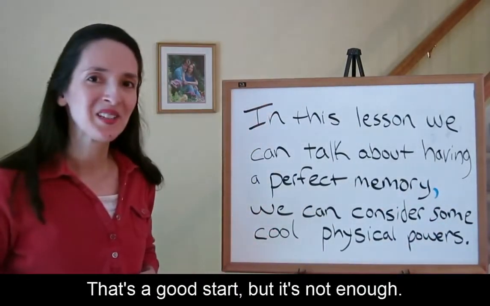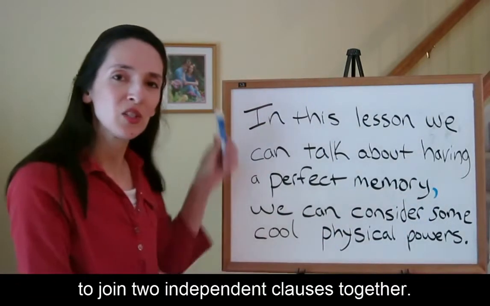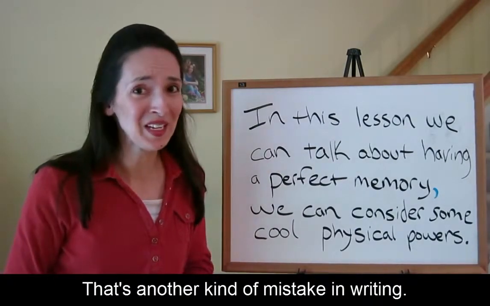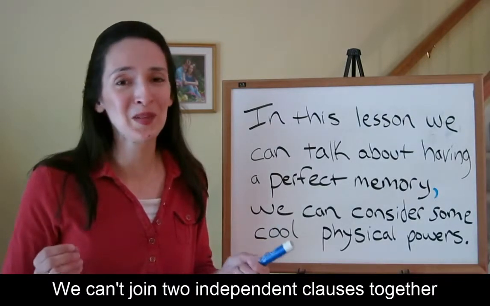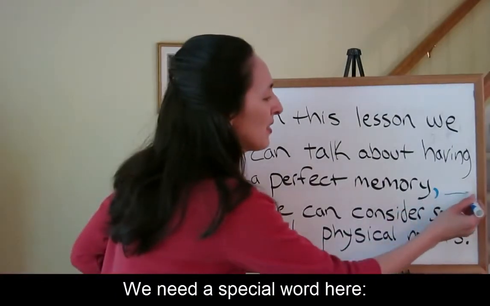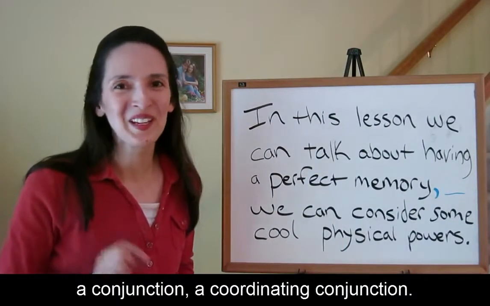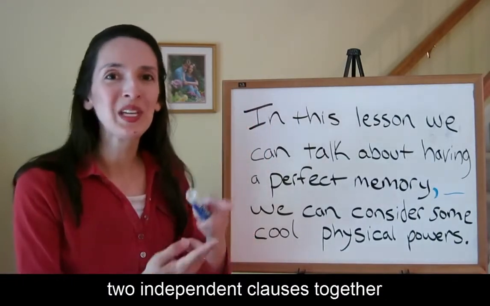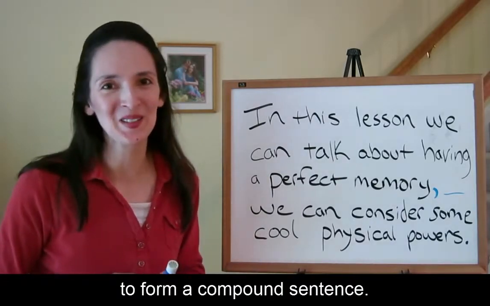That's a good start, but it's not enough. We cannot simply use a comma to join two independent clauses together. That's another kind of mistake in writing. It's called a comma splice. We can't join two independent clauses together with only a comma. We need a special word here, a conjunction, a coordinating conjunction. Coordinating conjunctions help us join two independent clauses together to form a compound sentence.